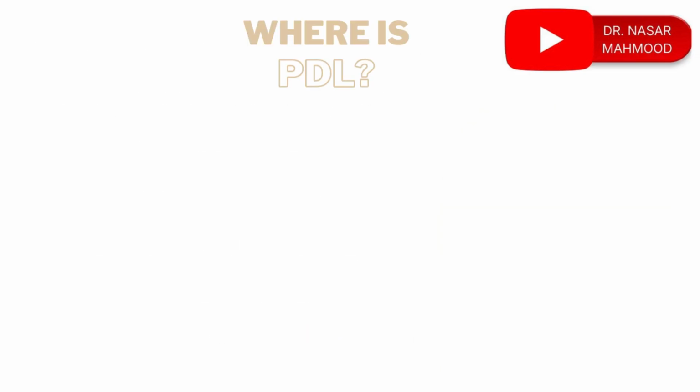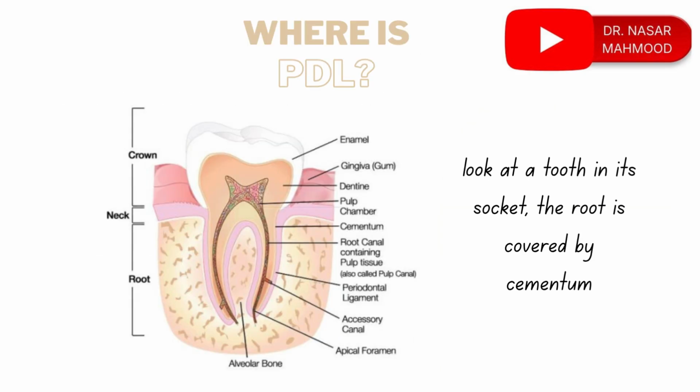Let's start with this. If you look at a tooth in a socket, the root is covered by cementum and the surrounding bone is the alveolar bone. Now between these two there is a thin space. This space is filled with the periodontal ligament.